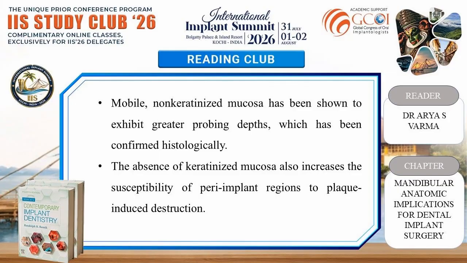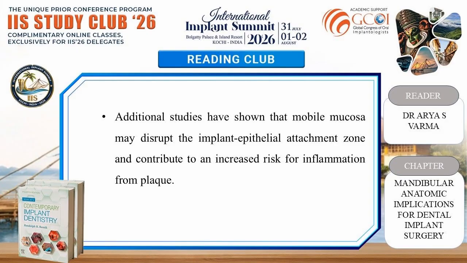The absence of keratinized mucosa also increases the susceptibility of peri-implant regions to plaque-induced destruction. Additional studies have shown that mobile mucosa may disrupt the implant epithelial attachment zone and contribute to an increased risk for inflammation from plaque.